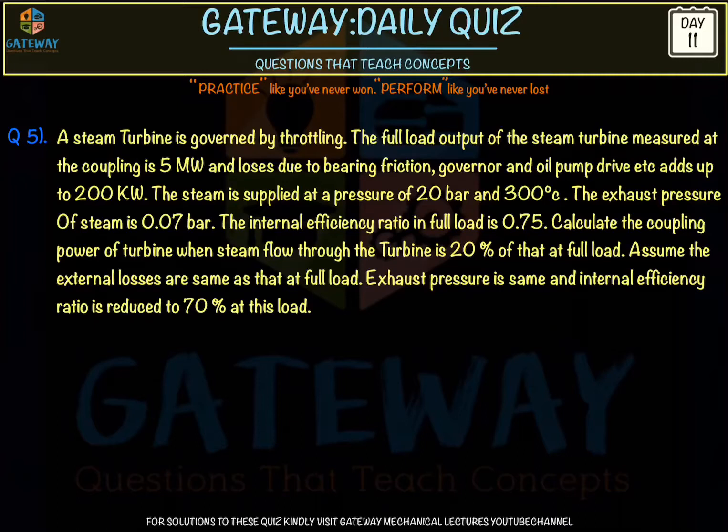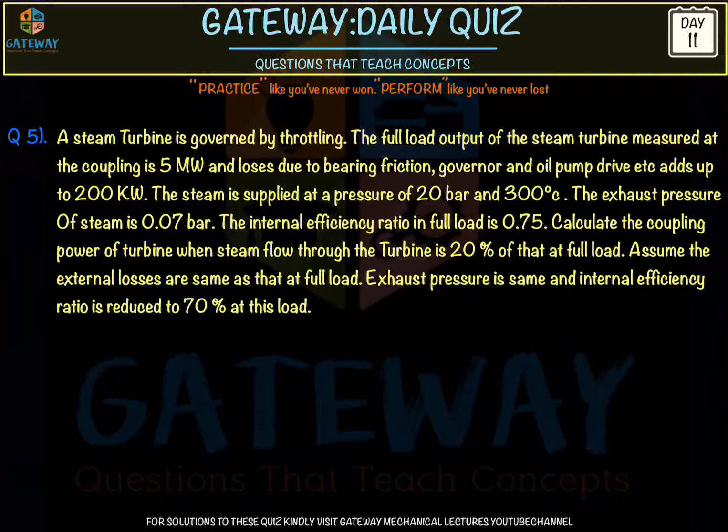A steam turbine is governed by throttling. We'll explain what governing by throttling actually is. The full load output of the steam turbine measured at the coupling is 5 megawatt, and losses due to bearing friction, governor, oil pump drive, etc. add up to 200 kilowatts. The steam is supplied at a pressure of 20 bar and 300 degrees centigrade into the turbine.